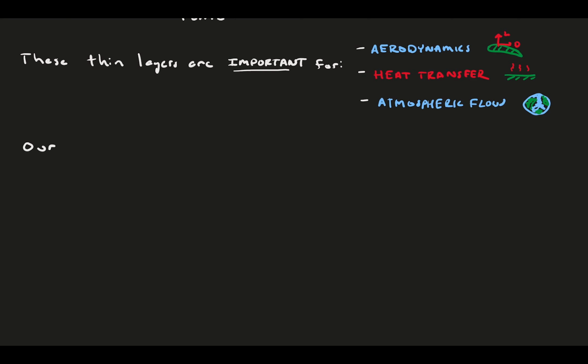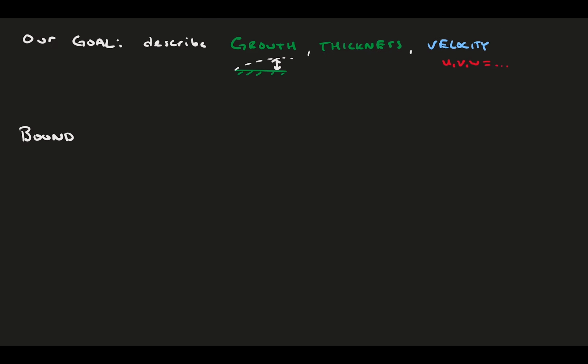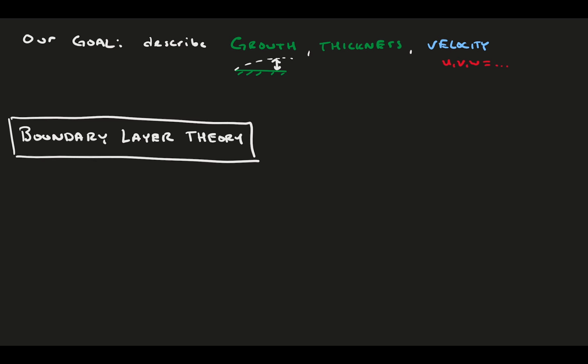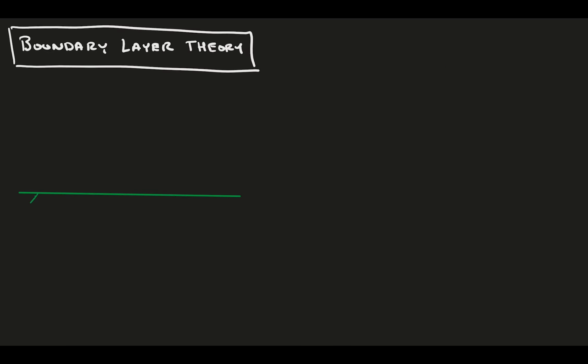Our goal is to be able to describe how a boundary layer grows downstream, what the thickness is, what the velocity profile looks like, and how that imparts a force on a surface. As we did with all of our flows, let's see how far we can get with theory using just the conservation equations. Let's set up our flow with a schematic of a boundary layer.